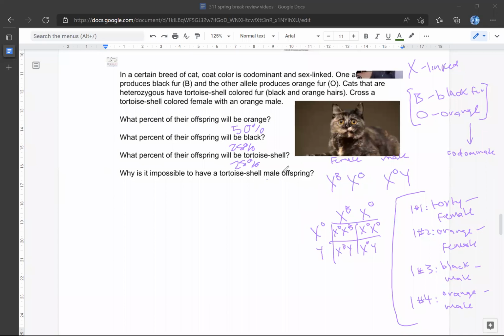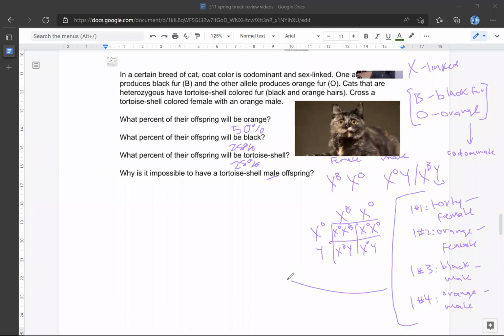But males only have 1 X chromosome. That's what makes them male, because one of their 2 chromosomes is the Y chromosome. And the color locus, the color gene, is not found on the Y chromosome. So a male can only have an XO or an XB. They can't have an XO and an XB because one of their chromosomes is Y, and it simply doesn't carry the fur color locus. So it's not possible to have a tortoiseshell male offspring, because a male can only be XO or XB with a Y, because this Y is what makes them male.